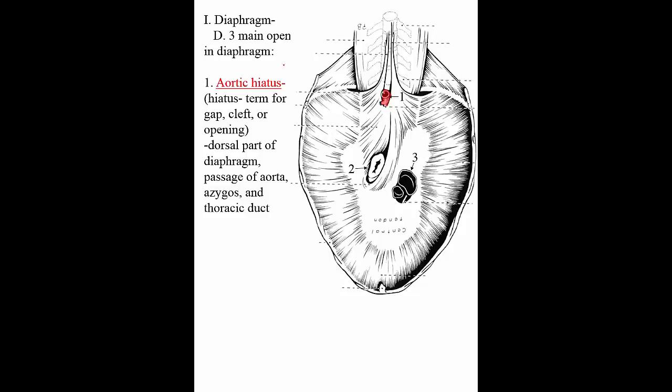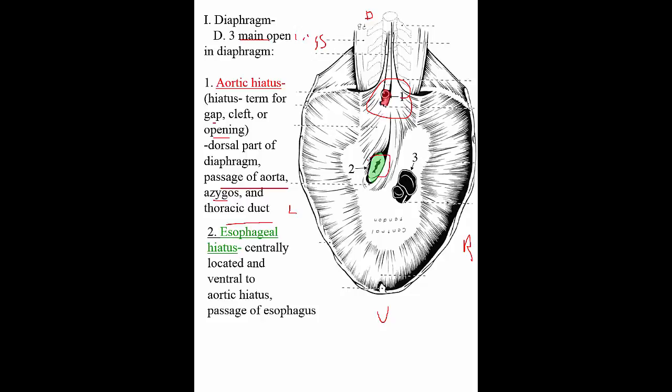A couple more important points about the diaphragm. There are three major openings. The first is the aortic hiatus. You're looking at the abdominal surface of the dog diaphragm. This is ventral, this is dorsal. This would be animal left, this would be animal right. Dorsally within there is the aortic hiatus. The hiatus is a term for a gap, cleft, or opening, in the dorsal part of the diaphragm. The aorta, azygos, and thoracic duct pass through this opening.